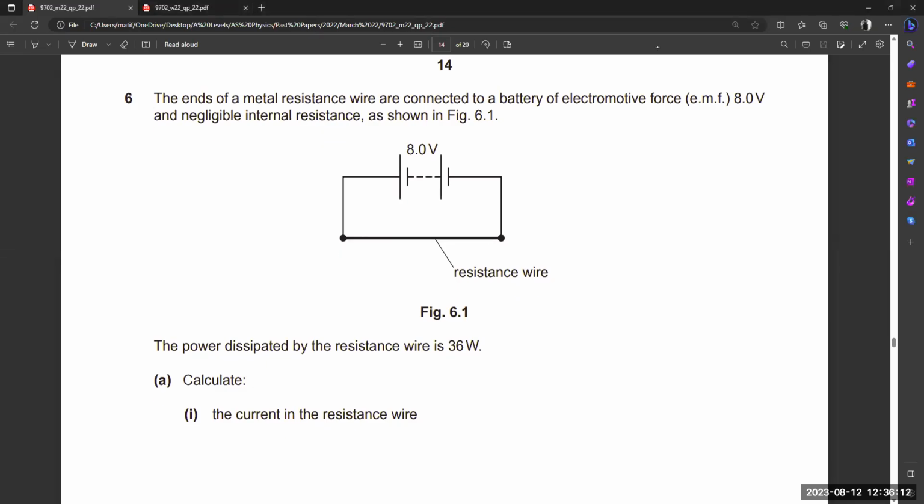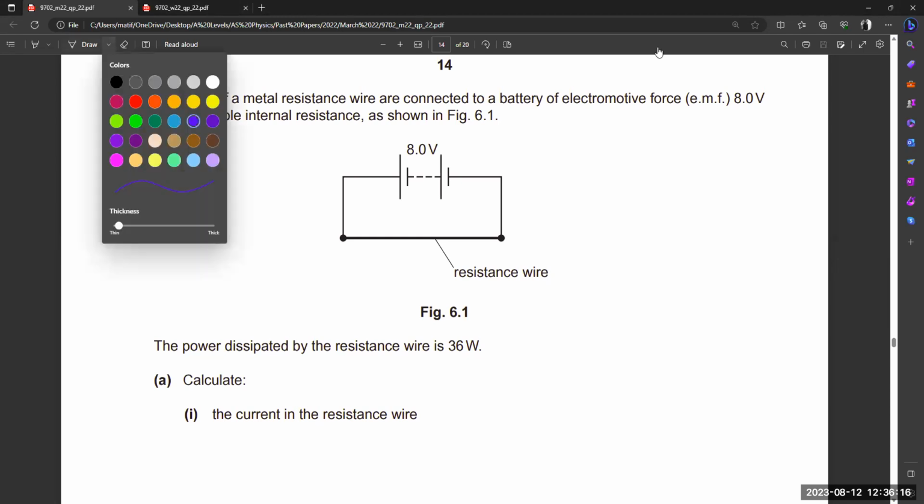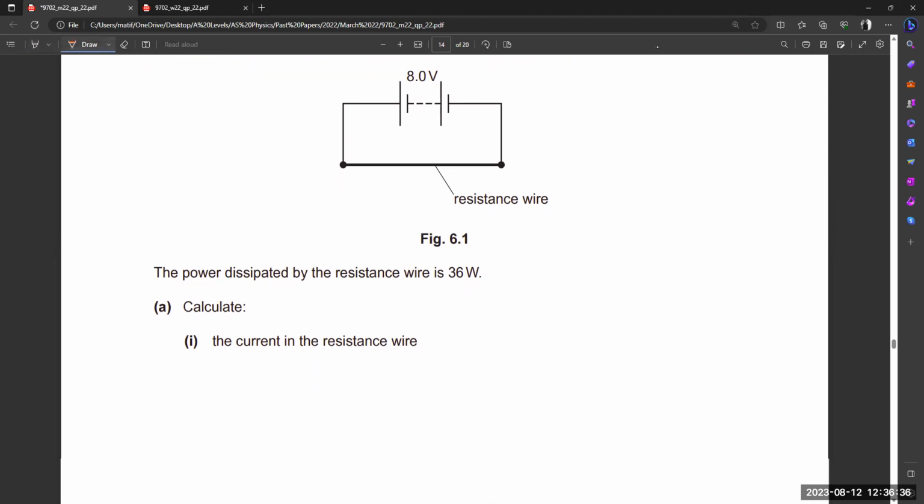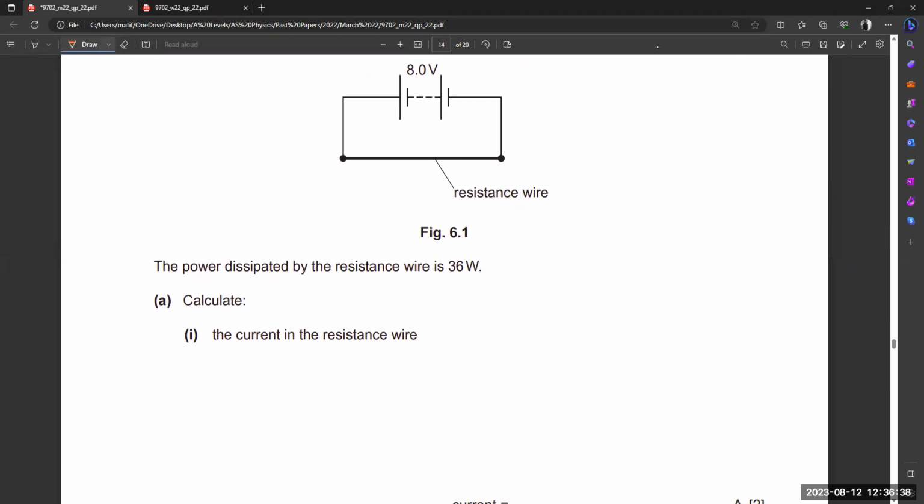Okay, so starting from paper 2 question. So this is, let's suppose, our first question for practice related to electricity. The first question is related to the resistance of a wire that is connected with an EMF of 8 volt. So the EMF of the battery is 8 volt and the length of the resistance of the wire is shown in the diagram. And the power dissipated by the resistance wire is 36 watt.